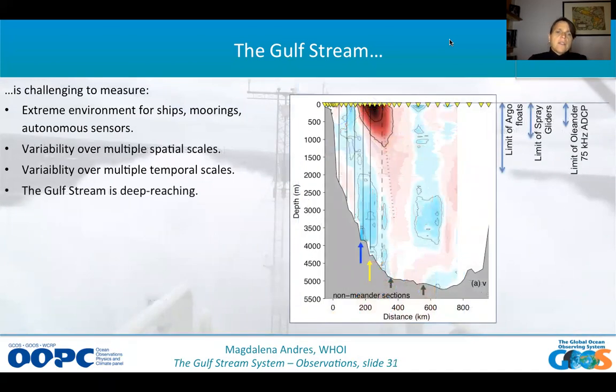And finally, the Gulf Stream is challenging to measure because it's a very deep reaching current. South of New England, as mentioned before, the Gulf Stream reaches from the surface down to about 5 kilometers depth. And just by way of comparison, the limit of Argo floats presently is 2,000 meters depth. The limit of Spray glider measurements is about 1,000 meters depth. And the limit of velocity measurements from shipboard ADCPs is about 600 meters depth. So there's a lot of the Gulf Stream that's difficult for us to observe directly.